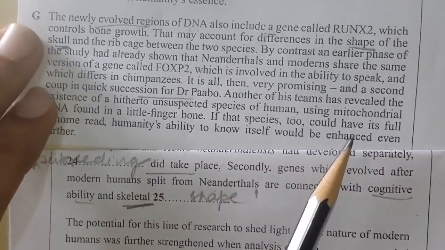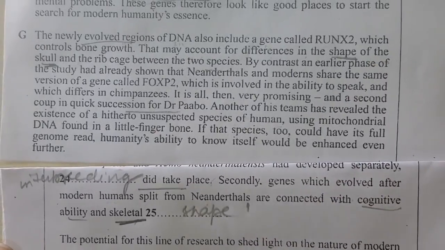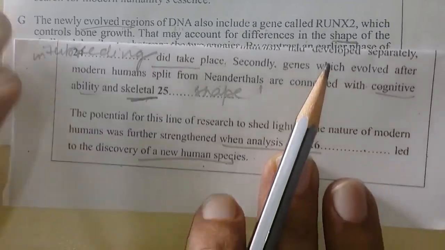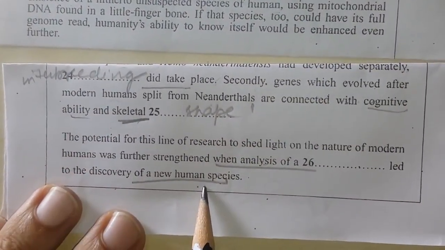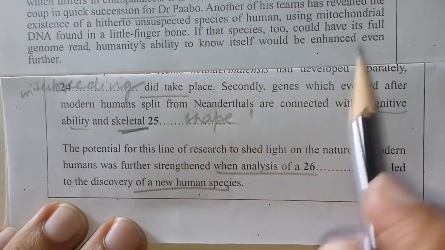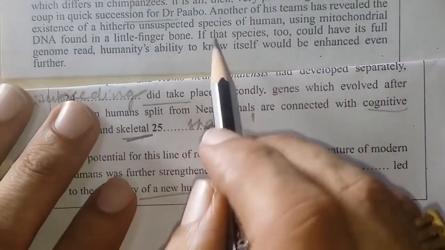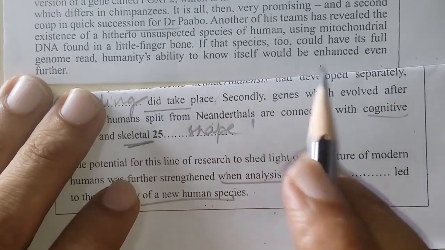Another of his team has revealed the existence of an unsuspected species of human, using mitochondrial DNA found in a little finger bone. He said analysis of a dash led to discovery of a new human. So the potential for this line of research further strengthened, and another revealed that evidence on a little finger bone.